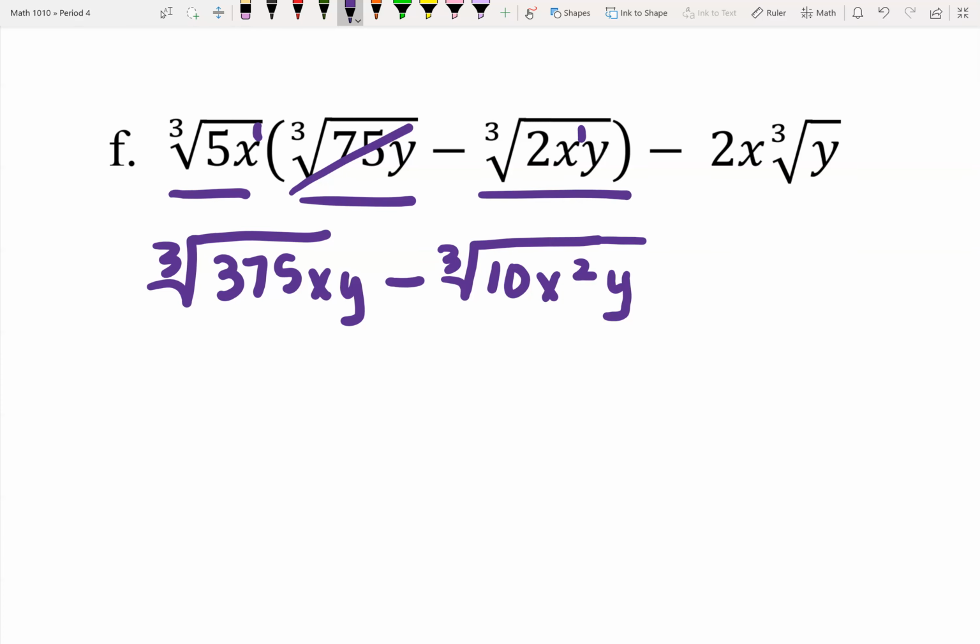What do I do with this last guy? Just write it down, right? Am I done? What do I do now? Simplify, simplify, simplify, and then what?